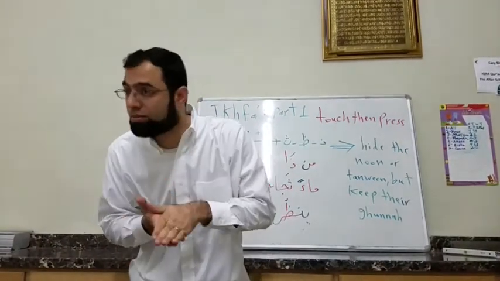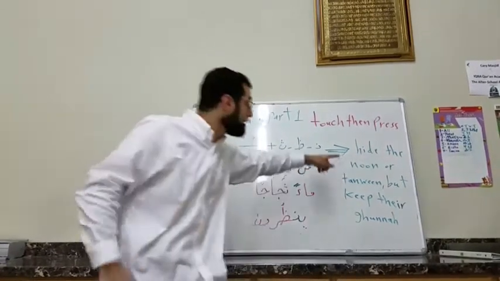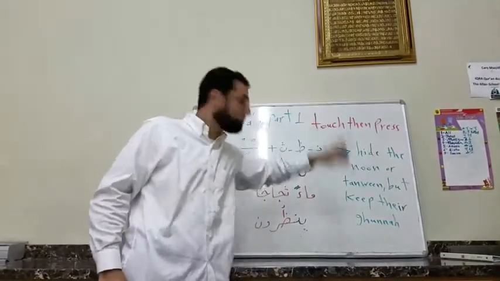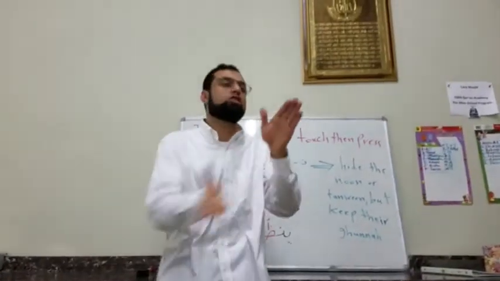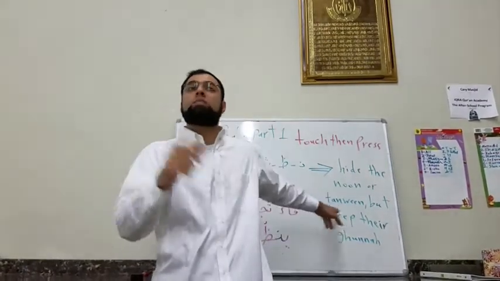Do we touch the gum? No. What do we keep? Only the gunnah. Is the tongue touching the gum or no? No. Because the noon is made by two things: touching the gum and gunnah. In ikhfa, we hide the noon, but we keep the gunnah. This means we don't touch the gum with our tongue, and we keep the gunnah.